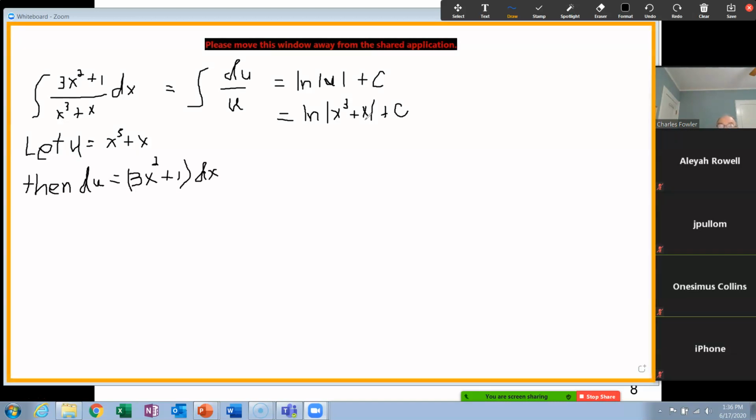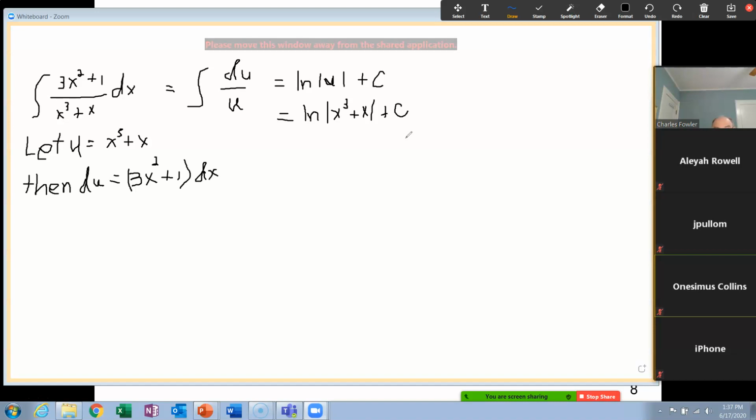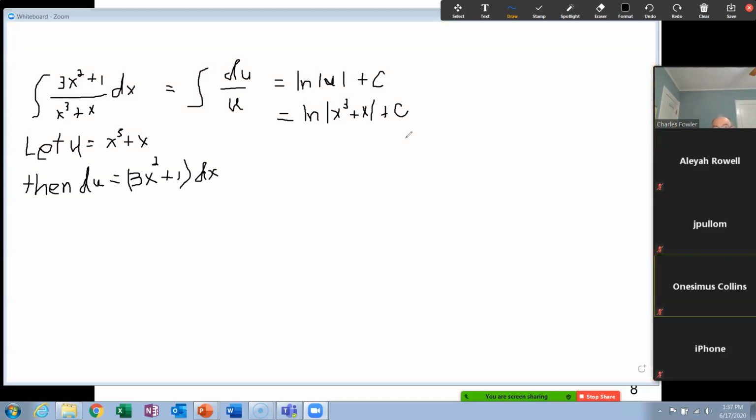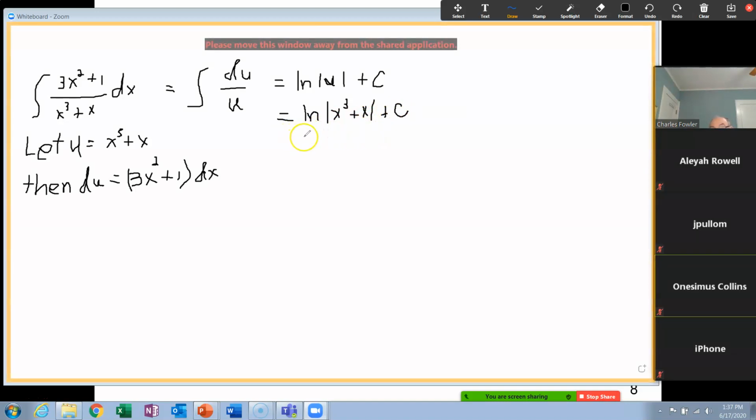Now, the other thing I mentioned earlier is that in some situations you don't want the c to be just a plain c. In fact, in this case, if you'd had your c be log c, which is still just a constant, it doesn't matter how you express it, then the sum of two logs is the log of their product, and you could have called that the log of c times the absolute value of x cubed plus x. And in some situations and applications, that's a more convenient way to write it.